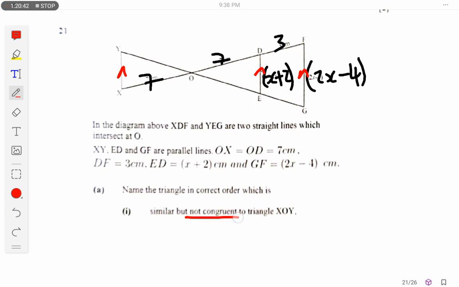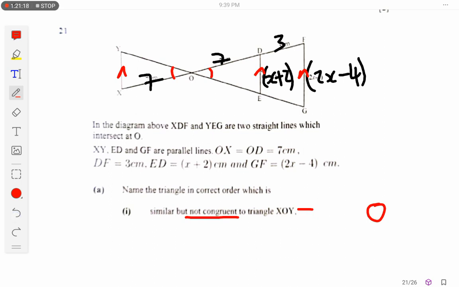Not congruent here, to triangle XOY. Where is our XOY? XOY is this one. Okay, fine. So what you do is this. The one that is not congruent means it's not the same size but has the same angles. You find out this angle is equal to this angle, so I can have the O at the center there. Then this angle is going to be equal to this. So if it's also equal to this, it's also equal to that. Okay, fine. So it means my triangle is this one, guys.